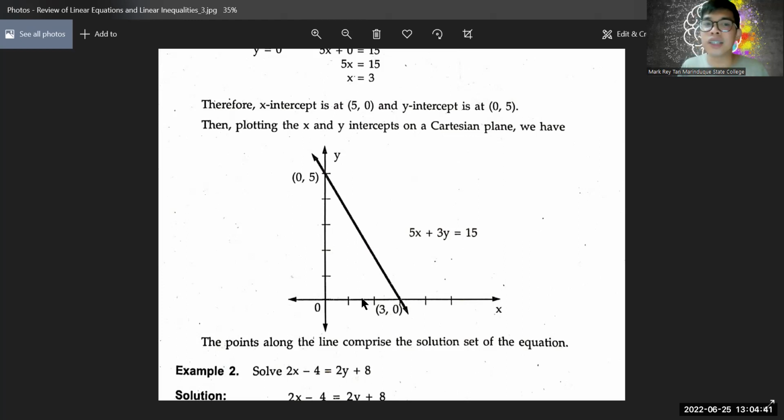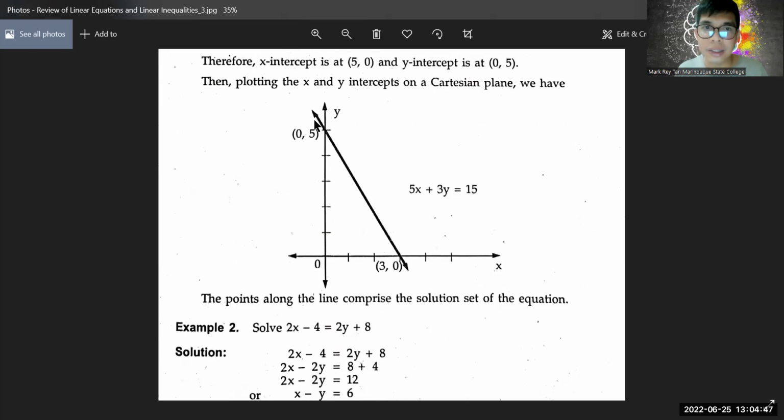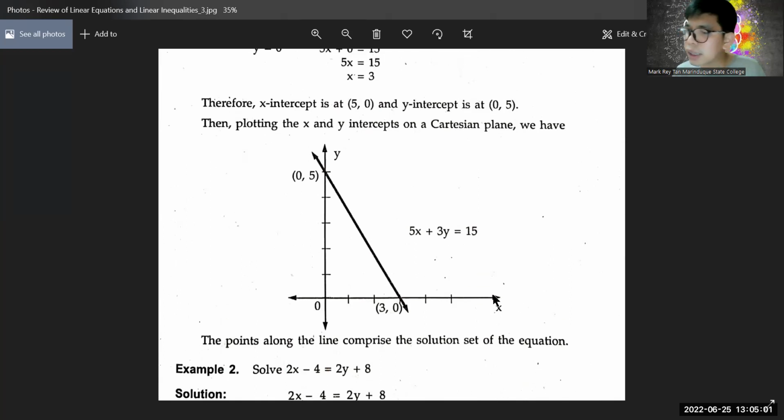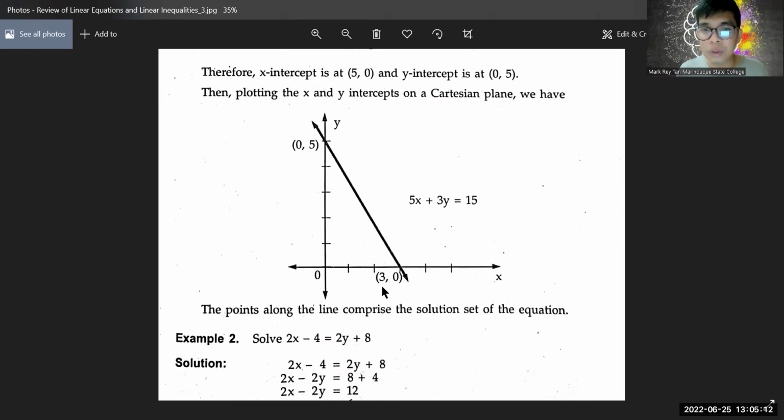Kumbaga, i-connect natin yung dalawang dot so we can create this solution set. Ayan. So, yung isang guhit na yan, let me read this, no? The points along this line, yung mga points dyan, comprise the solution set of the equation. Ayan. So, unlike in the linear equation in one variable, whereas meron tayong specific value for x, dito sa two variables, yung solution set natin is marami. In this specific example, yung solution set natin is all the points that comprise this line.